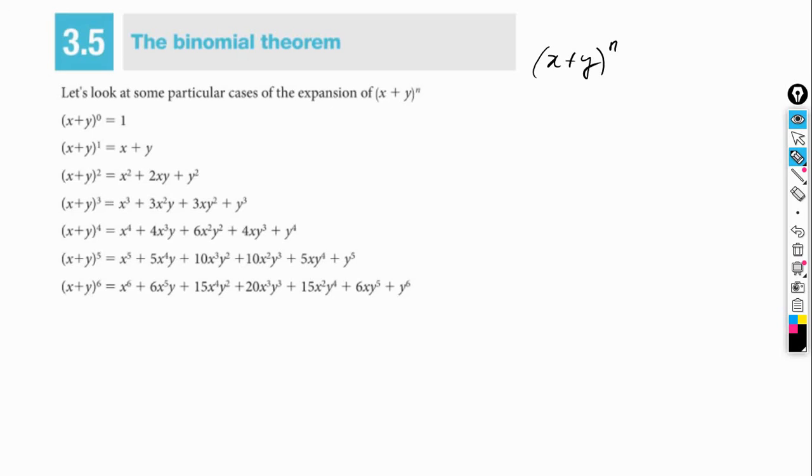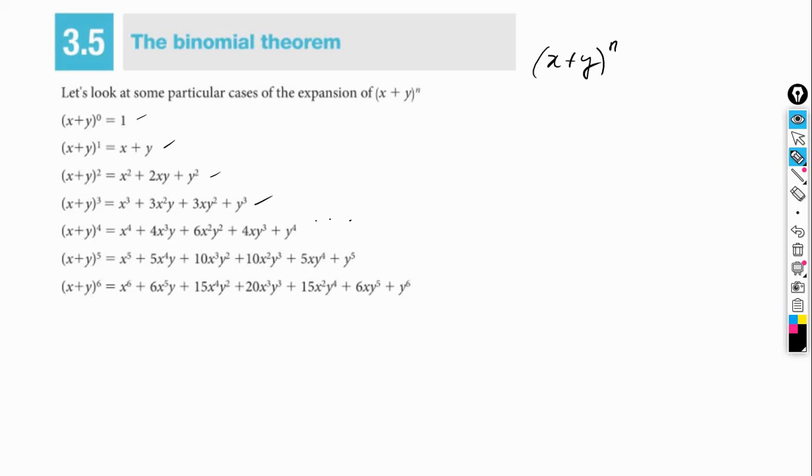Now let's look at some particular cases of the expansion of x plus y to the n. So notice that if we do x plus y to the 0, that just equals 1. If we do x plus y to the 1, that equals x plus y. If we do x plus y squared, that equals x squared plus 2xy plus y squared. If we do x plus y cubed, then that's going to be x cubed plus 3x squared y plus 3xy squared plus y cubed, and so forth with all these expansions.